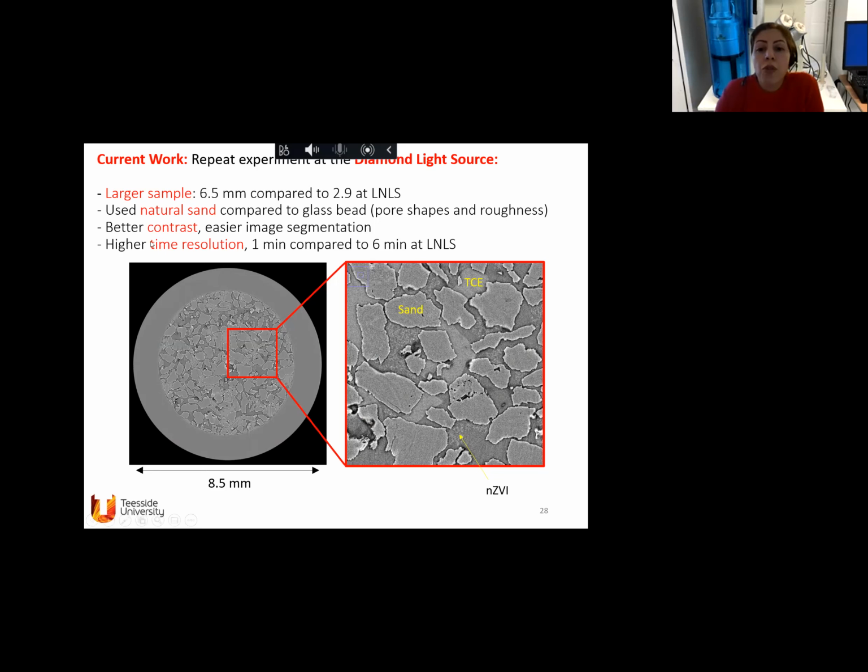Okay, so here you can see obviously just a slice. You can see that we can see on this slide the sand particles. We can see the nanoparticle phase. So this is the sparkly phase. We can see the TCE phase, the contamination phase. So all of this is very much clearly captured.